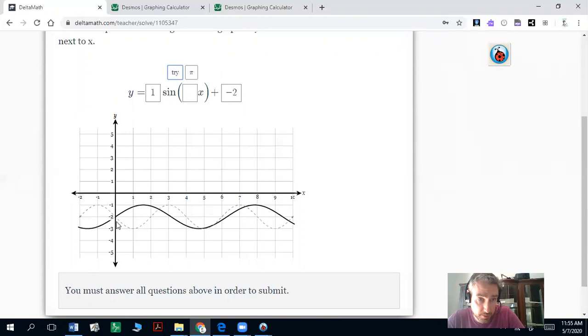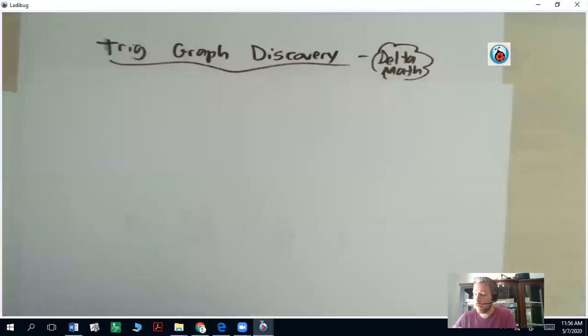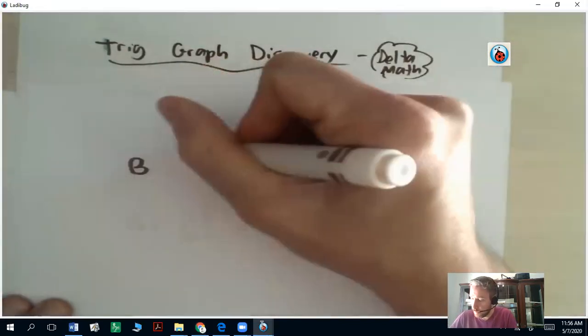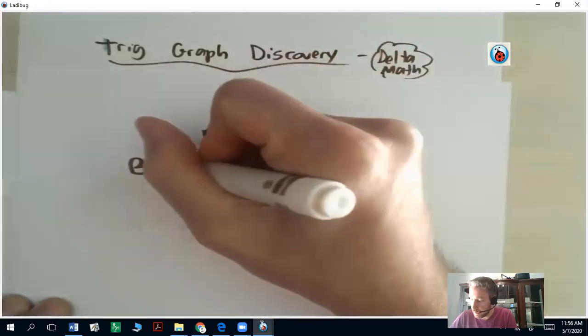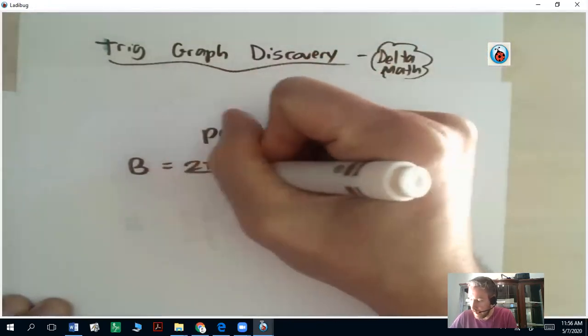Now, as far as figuring out where it looks, we still have to identify what the period is. So it starts at the midline, it's a sine, goes back up, down here, right there, it's at the midline again. That x value is 4. So how do I get the b value? Well, if the period is 4, b is going to be 2 pi divided by 4.